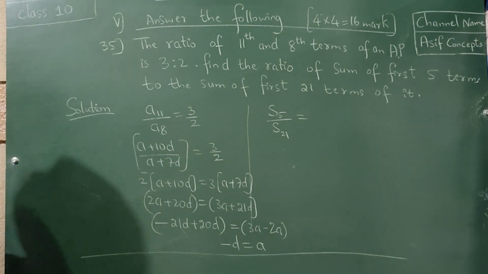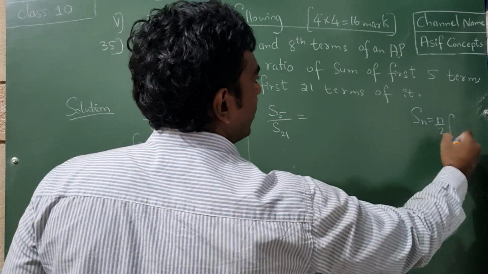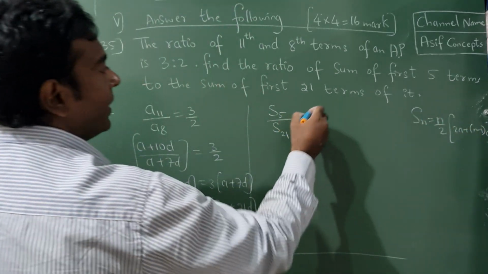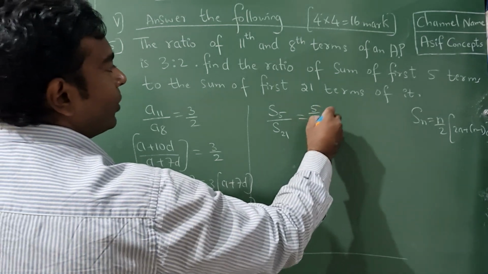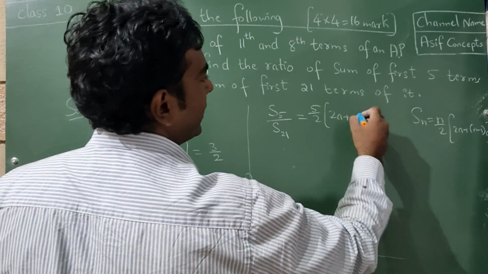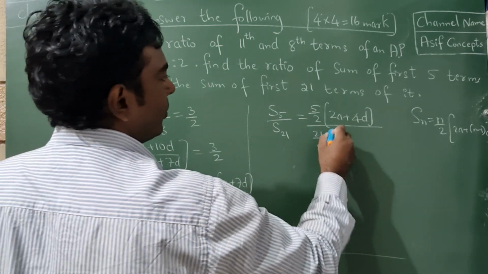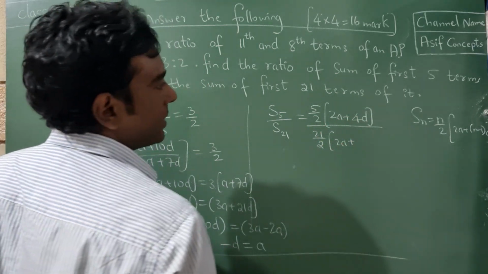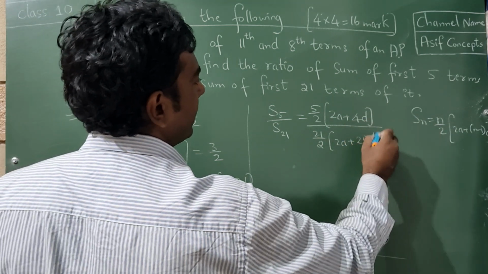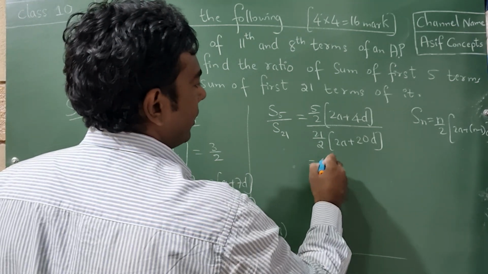Fine. Now what is the Sn formula? n upon 2, 2a plus (n minus 1)d. So n is 5 here. So 5 by 2, 2a plus 5 minus 1 is 4d. And 21 by 2, 2a plus 21 minus 1 is 20d.